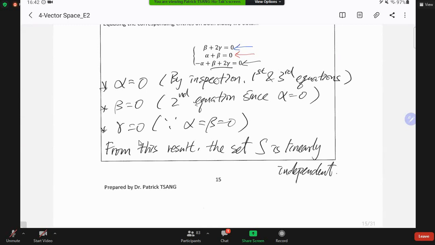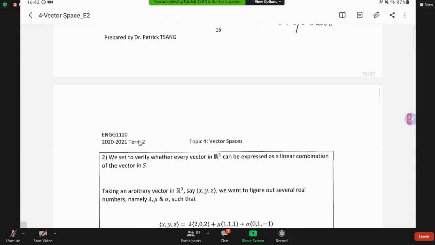All right, so this is the first result. So far so good. This is not the end of the story for this example, and I would like to consider another thing which is very essential in order to claim a basis. So let's move to the next page, 16.